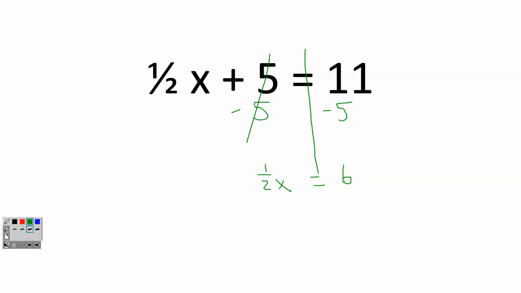Now this is the part where people get messed up with fractions. People are going to want to divide by 2 or something because of that 1/2. So the opposite of multiply, remember, if they're squished together like that, that means multiply. The opposite would be to divide. So I'm going to divide both sides by 1/2. And that's going to give me an answer of x equals 6 divided by 1/2 gives me 12.